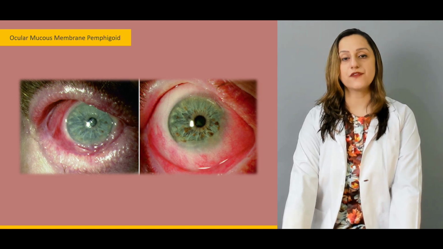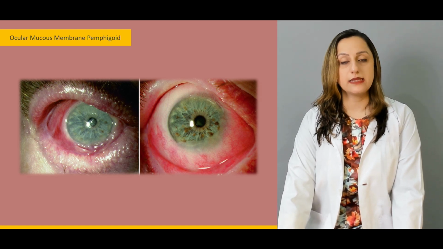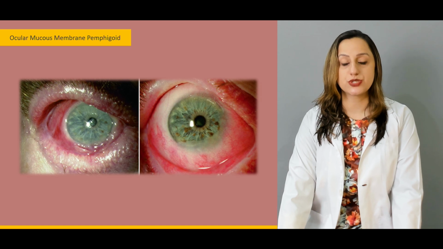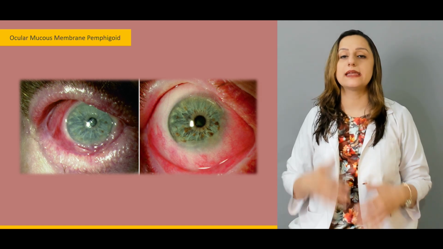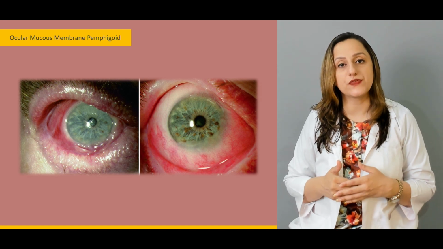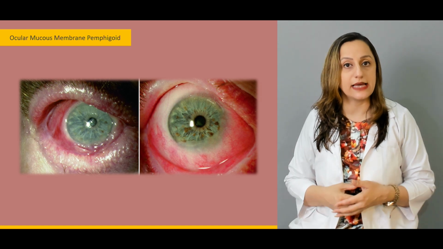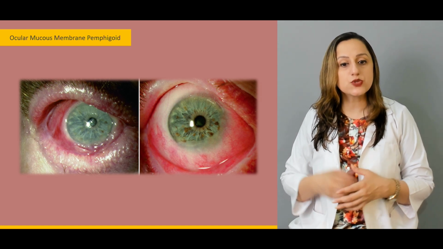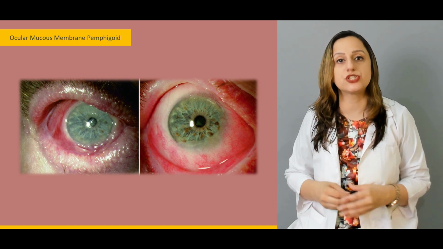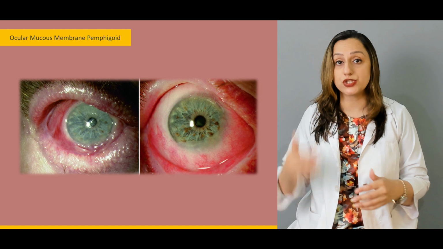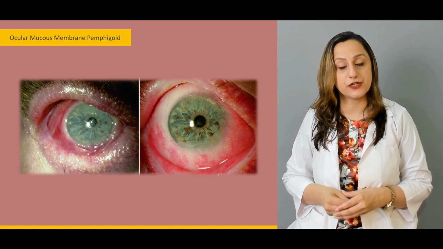Now, whenever we have this ocular mucous membrane pemphigoid, it is basically an autoimmune disorder occurring in the individual. The antibodies get attached to the basement membrane of the conjunctiva, and then there is an inflammatory reaction that occurs at the conjunctival level. So this would be the definition of this particular condition that we're talking about. It's an autoimmune disorder. The basement membrane of the conjunctiva is involved here.